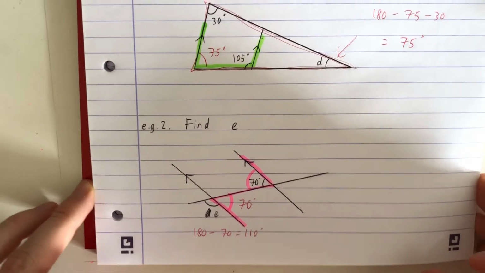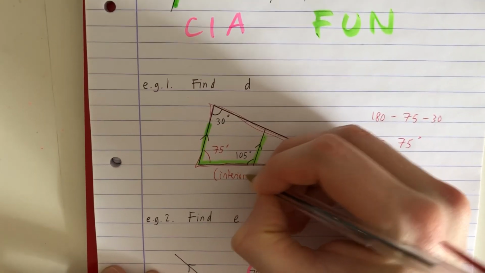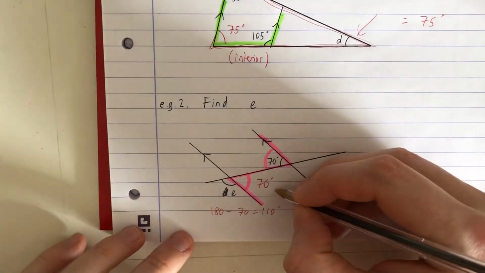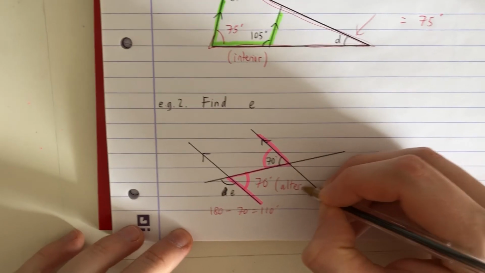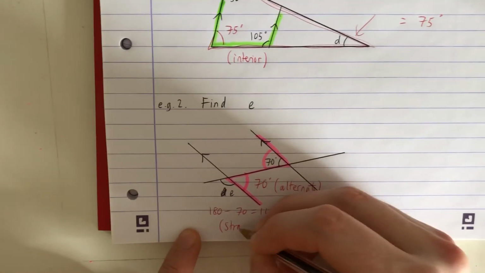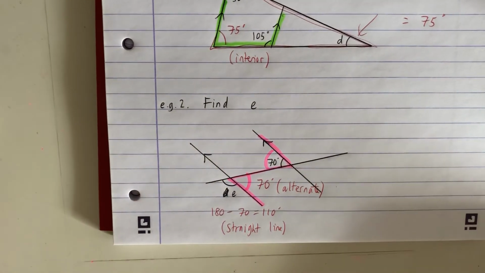Okay, so just a reminder that U there was interior. This Z or N was alternate, and this is just a straight line. And that's pretty much it.